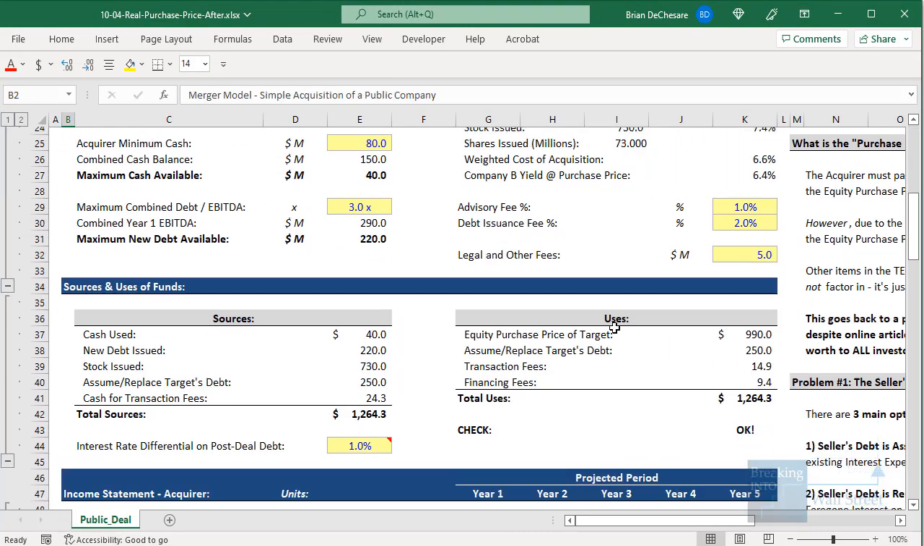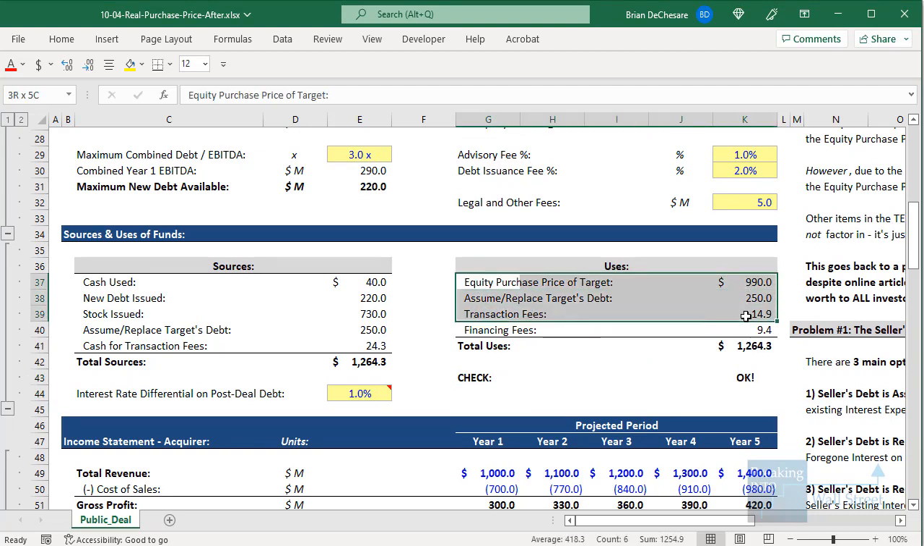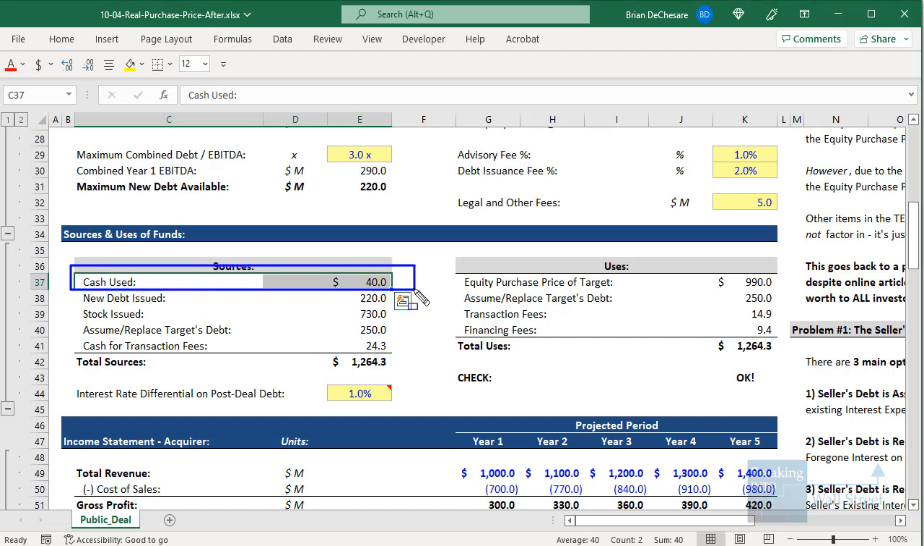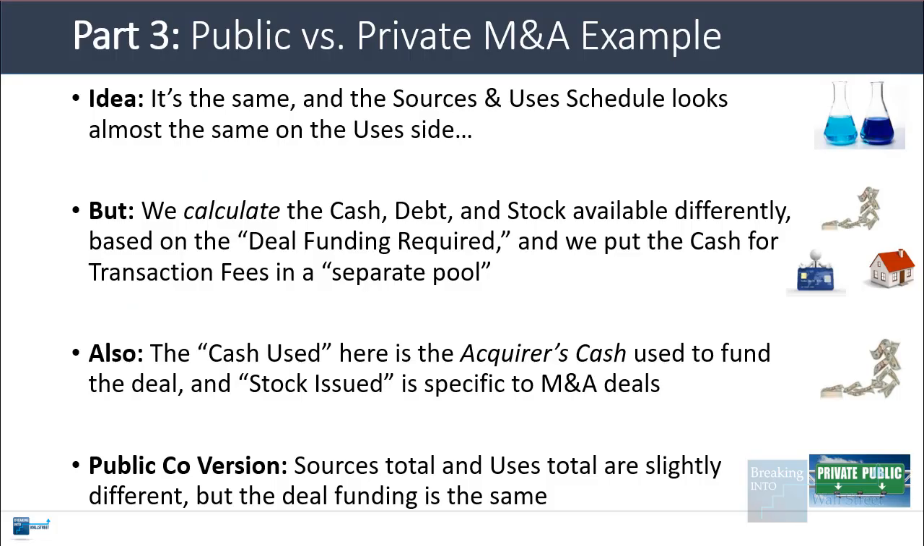If you were to look at the public company version of this deal, you'd see that the differences are about the same as in a leveraged buyout, where the uses side is based on the equity purchase price. We assume we'll replace the target's existing debt. We have fees. And then on the sources side, the main difference here is that the cash used looks like a different number because now we're listing the target's excess cash as a part of this balance. So the acquirer's cash appears here, and then the target's excess cash also appears here. So it's framed a little bit differently, but ultimately the acquirer is still paying the same amount for the target, even though it looks different on paper.